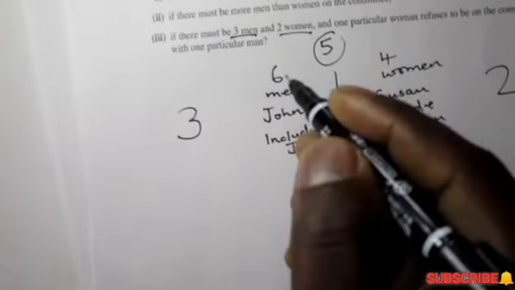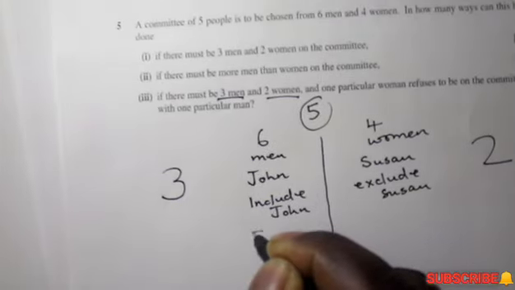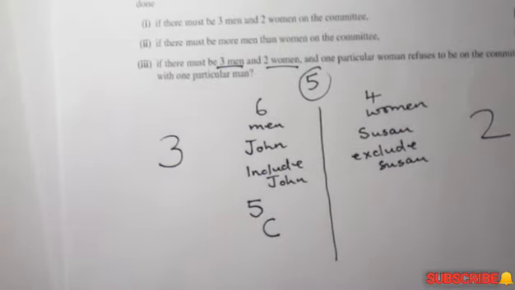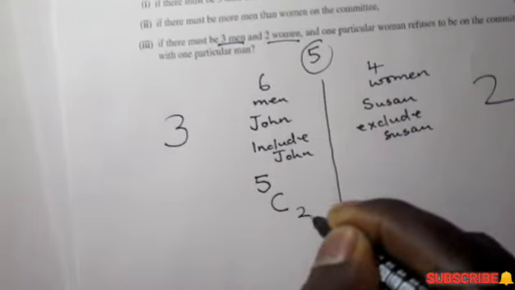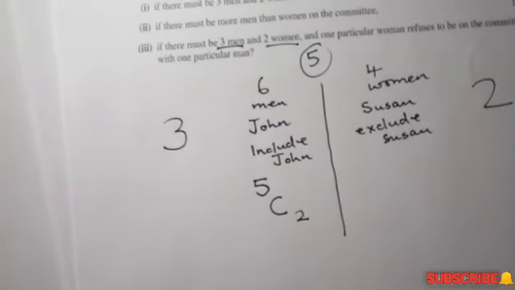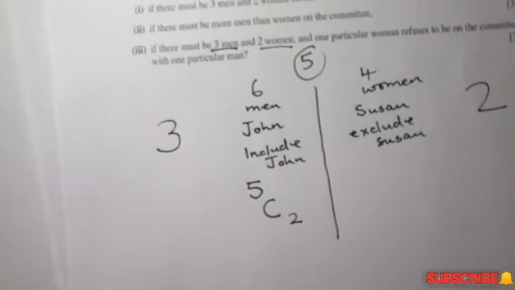Hence, I'm going to remove John from the 6 men. So when choosing, I choose from the 5 men. Why? Because John is already in. I hope you are listening. Right. Then the combination, I'm going to make use of 2, not 3. Why? Because since John has been included in the committee, we just need 2 men to support John so that the number of men becomes 3. So on this side, you write 5 combination of 2. That's how you have included John.